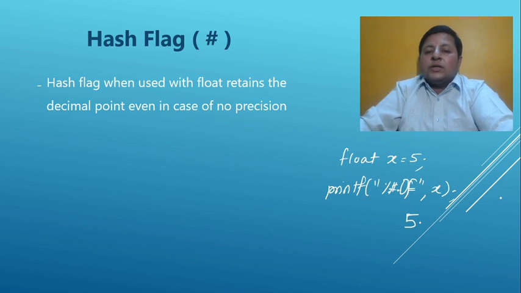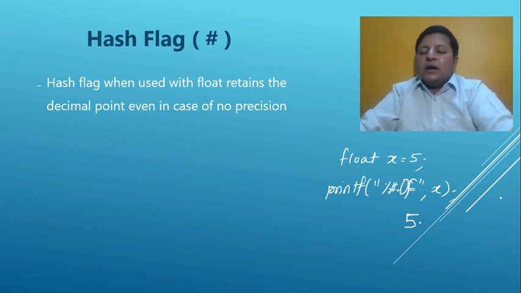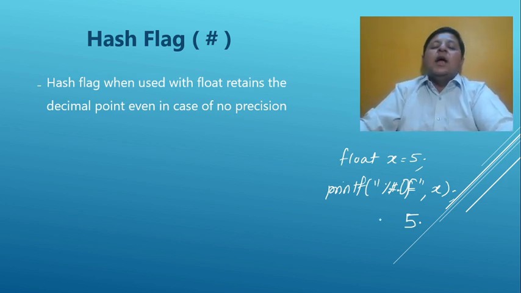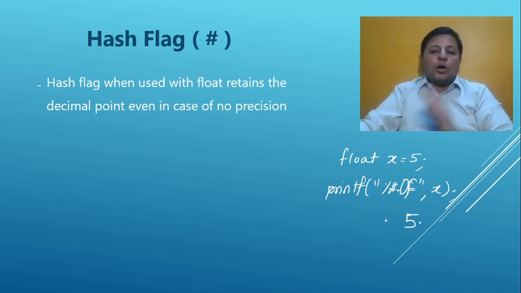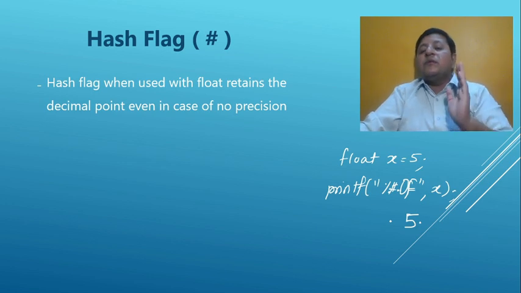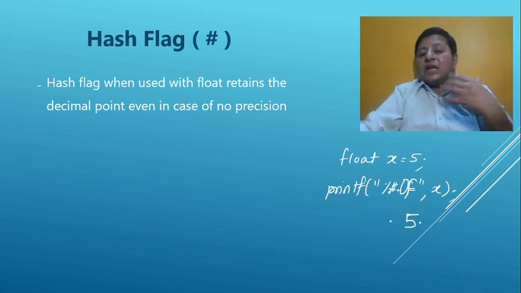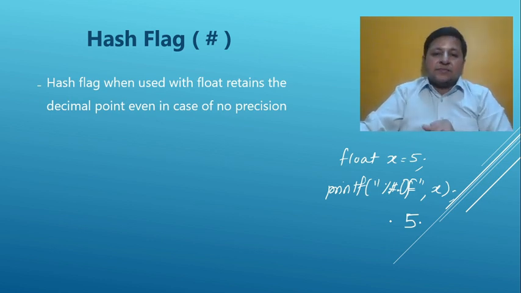Now when you have this particular requirement, we can use the hash flag while printing floating point. So I repeat again, when the hash flag is used with floating point, irrespective of whether the decimal places are there or not, the decimal point will always be shown, will always be visible. Rather, the hash flag has more significant use with integers.